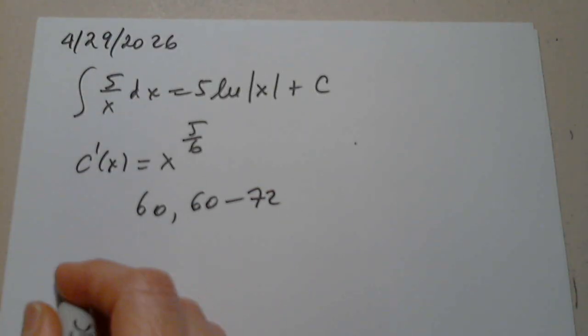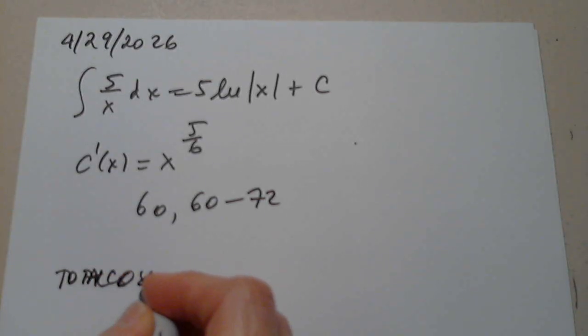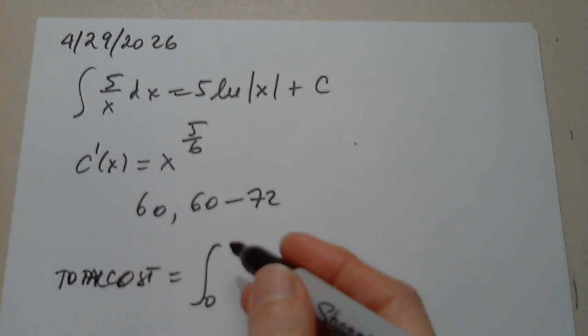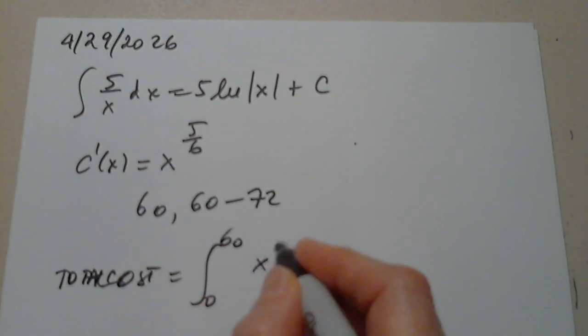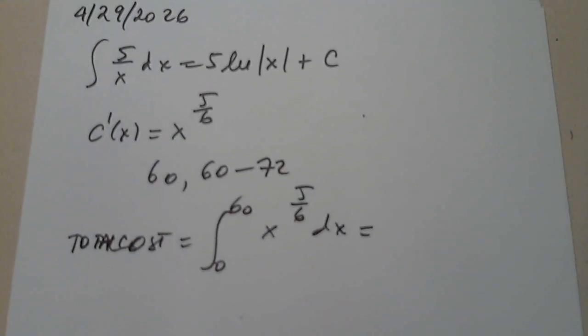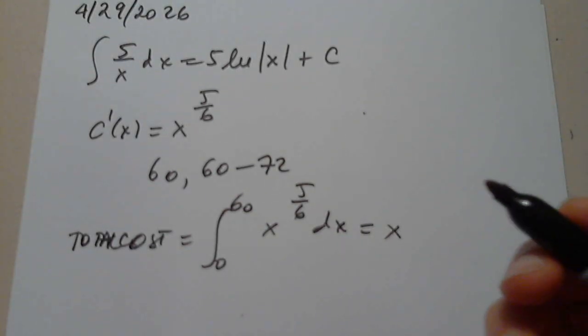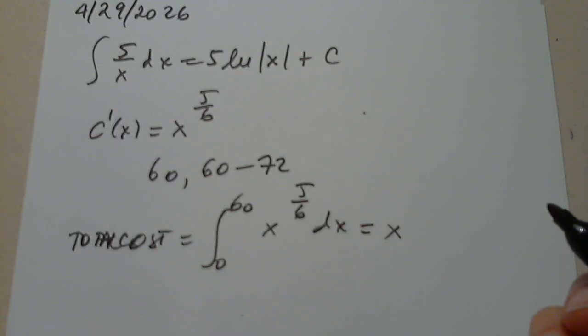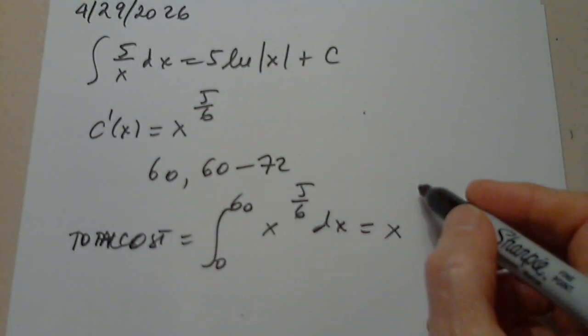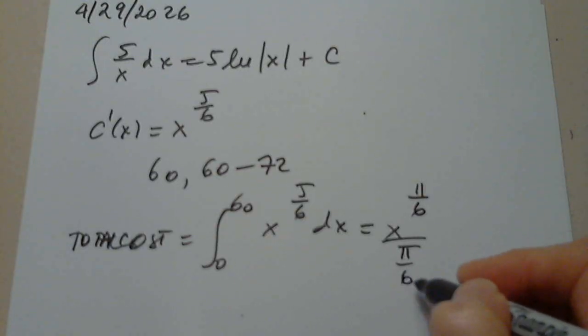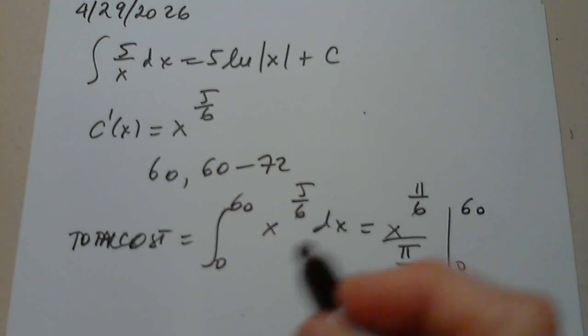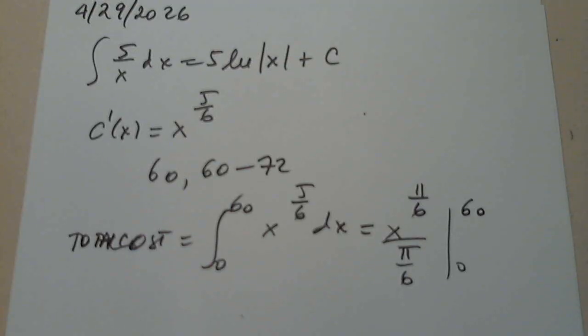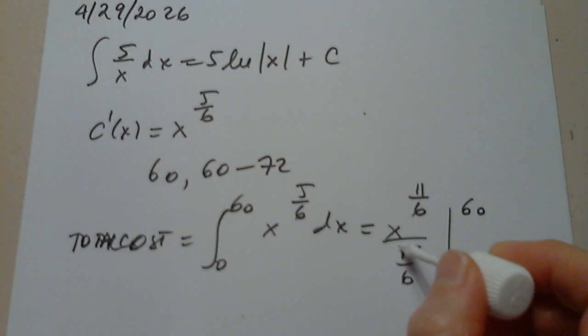So the first one is the total cost, so the definite integral from 0 to 60 of x to 5/6 dx. And yes, you can solve it, but get the number with a graphing calculator. 5/6 plus 1 is 11/6, divided by 11/6, from 0 to 60. And then you just put it in the graphing calculator to get the number. And if they wanted an exact answer, but you found an approximation, I consider it okay.